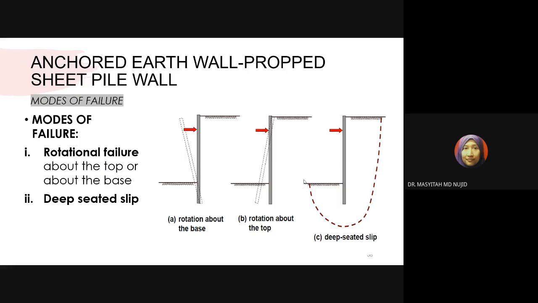In order to check the failure of the propped sheet pile wall, it can be classified into three modes. Figure A shows how the propped wall may fail by rotation at the base, while B refers to how the propped sheet pile wall rotates about the top, and C is a deep-seated slip.